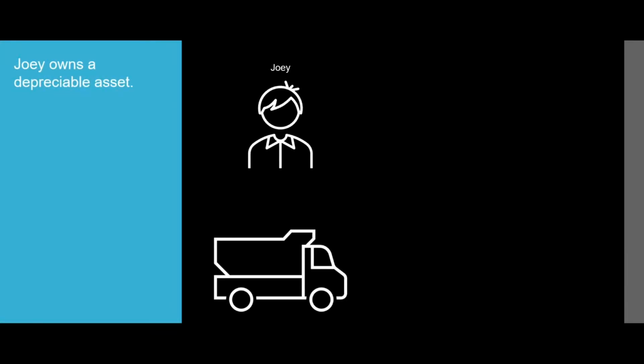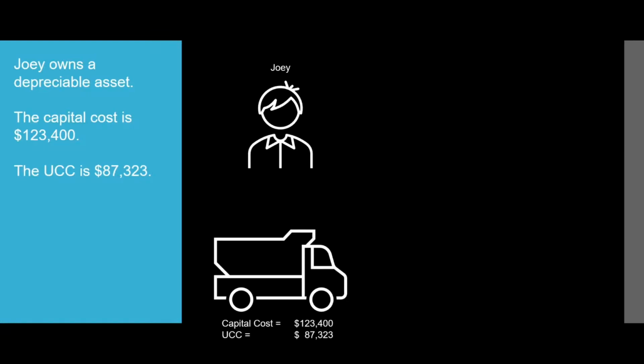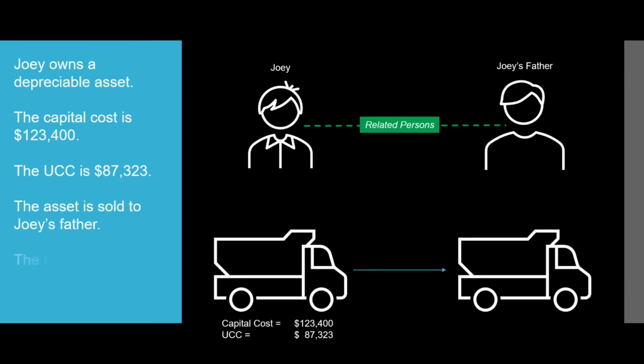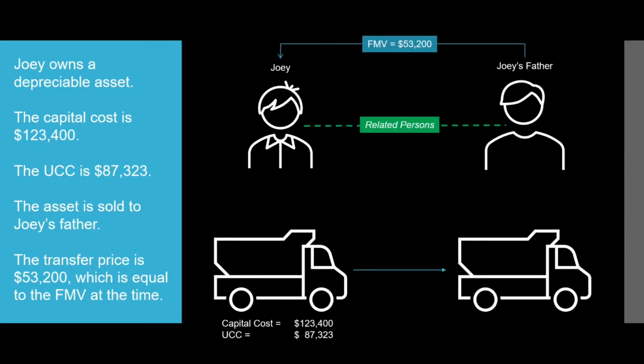Meet Joey. Hi, Joey. Joey owns a depreciable asset. The capital cost is $123,400. The undepreciated capital cost is $87,323. Now let's meet Joey's father. Hi, Dad. You know, for tax purposes, Joey and Joey's father are considered related persons. The asset is going to be sold to Joey's father. The transfer price is $53,200, and that's equal to the fair market value at the time.